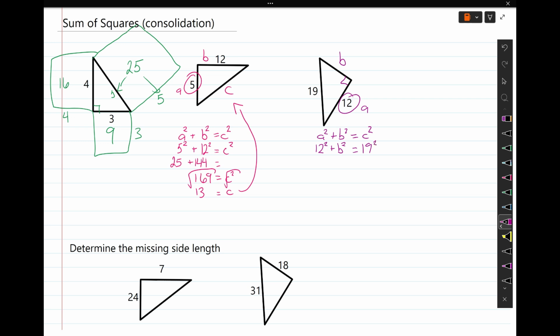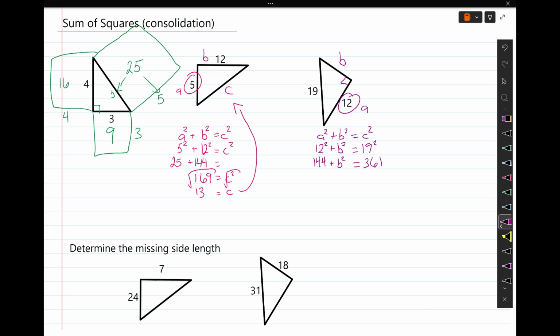From here, I can evaluate my 12 squared, that's 144. My B squared I leave as a B squared because I don't know what B is yet, and equals my 19 squared. There we are with whatever 19 squared is. Let's throw that into our calculator, 361.